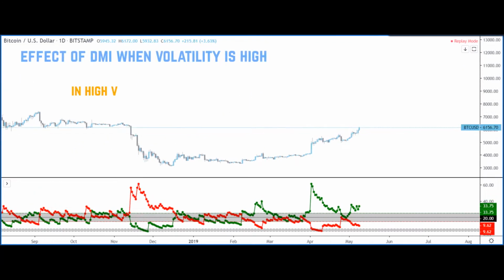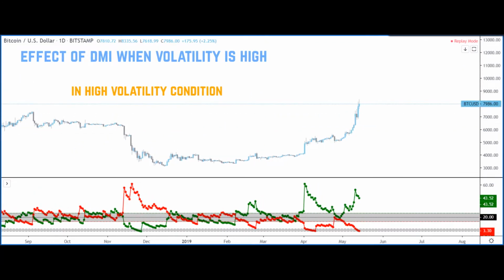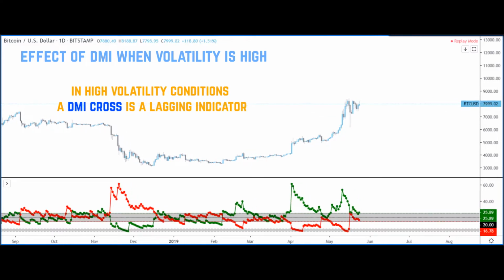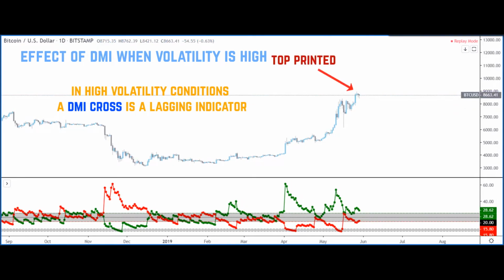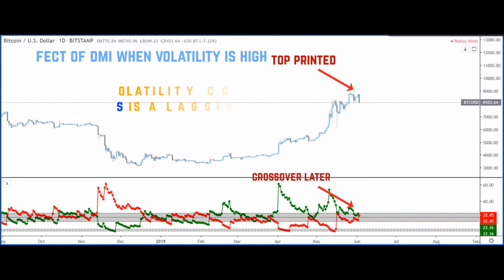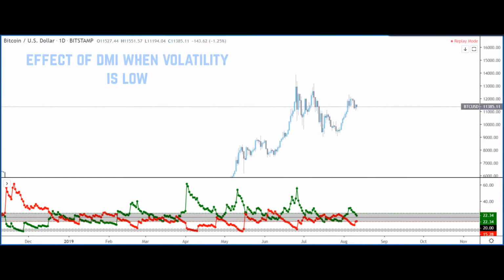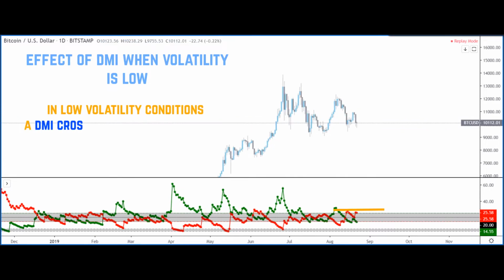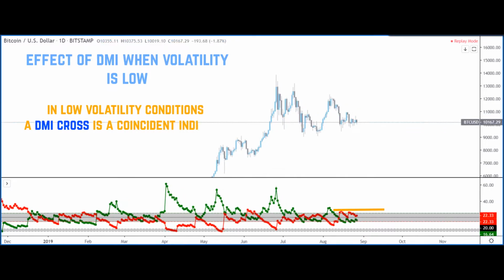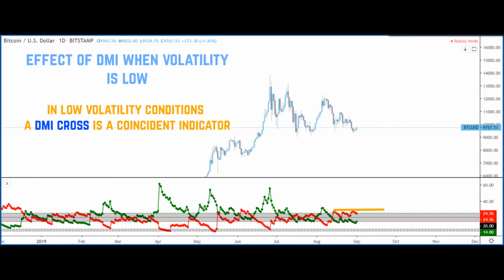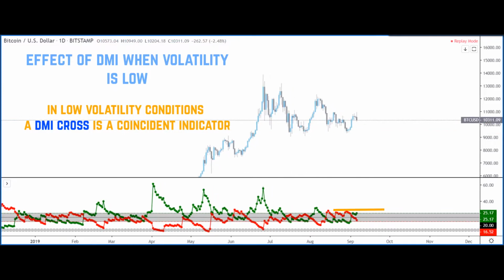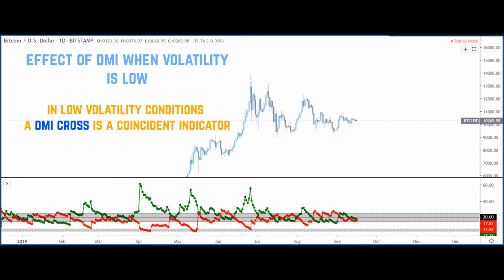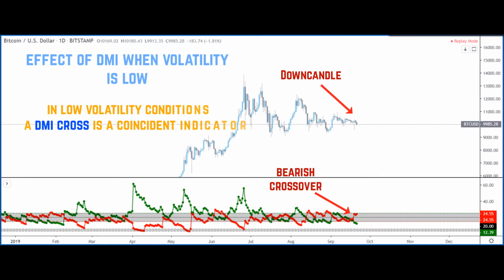In high volatility conditions, when the DMIs are further apart from each other, a DMI crossover is a lagging indicator, which means that price moves first and the crossover comes in later. During periods of low volatility, that is, when both the DMIs are below 25, we will get a DMI crossover which will be coincident with price. That is, as we do get a movement in price, we do get a crossover at around about the same time.